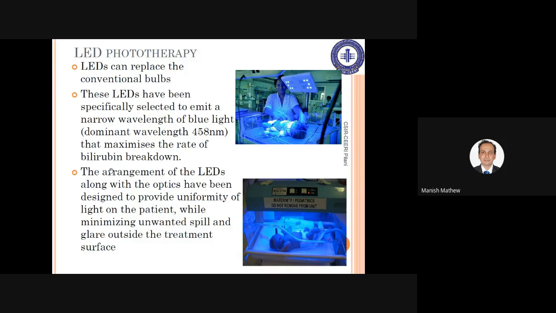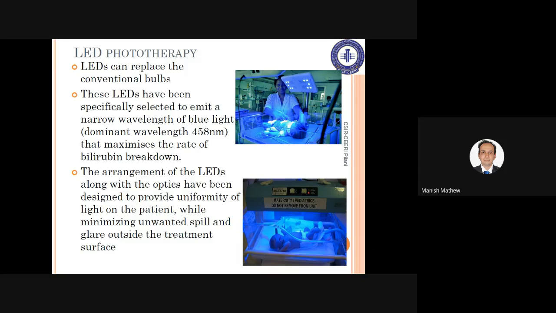Then one more thing is that the arrangement of the LED along with the optics has been designed to provide uniformity of light on the patient while minimizing unwanted spill and glare outside the treatment surface. So once you have this LED, the light can be confined to a particular area and can't spill out. This is also a good advantage of this LED.